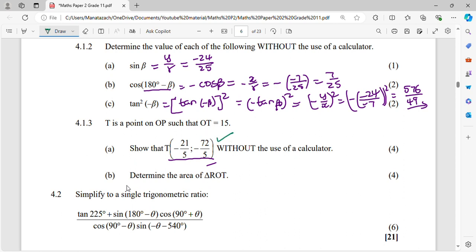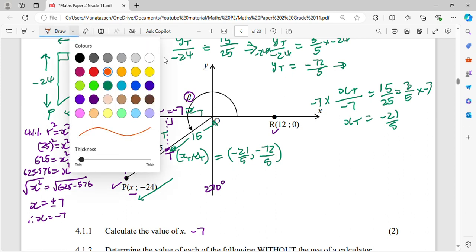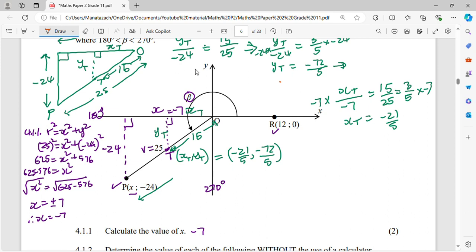Now let's do the final question. Determine the area of triangle ROT. Now let's change the color for that. So you'll realize that ROT here is R, O, and T. Now this should be the triangle. This is the area of this triangle.